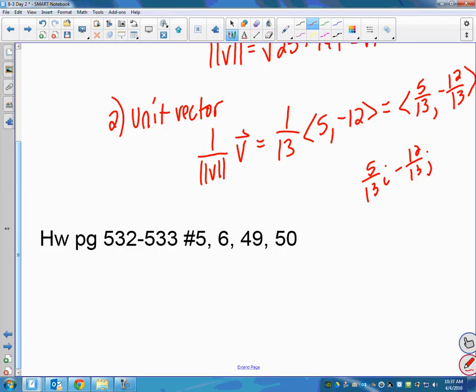So I just gave you 4 questions here, 5, 6, 49, and 50. If you still have questions on the other homework or questions on the quiz, use your time wisely and ask me. 5 and 6 are just like the last ones, only they're in ij form, and 49 and 50, I believe, are finding unit vectors for the problem. Okay?